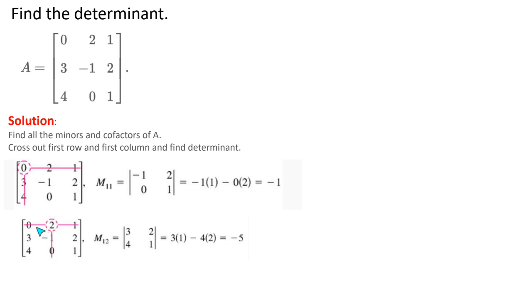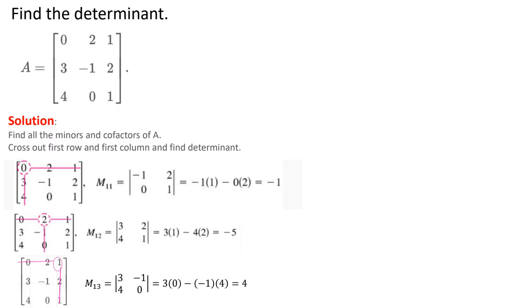Okay. We circle the second number, and then we cross out the row and the column that it's located in. Since I crossed out the first row, that's where my 1 comes from, and I'm crossing out the second column. That's why we call this one M12. The numbers that are left after we cross out are 3, 4, 2, and 1. We find the determinant of what's left, 3 times 1 and 4 times 2. We end up with 3 minus 8, -5.